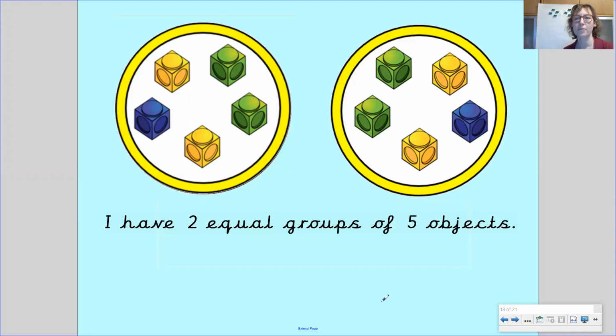See if you can do this one before I tell you. I have 2 equal groups of 5 objects. I've got 5 here. 1, 2, 3, 4, 5. And I have 5 here. 1, 2, 3, 4, 5. So I have 2 equal groups of 5 objects. Well done.